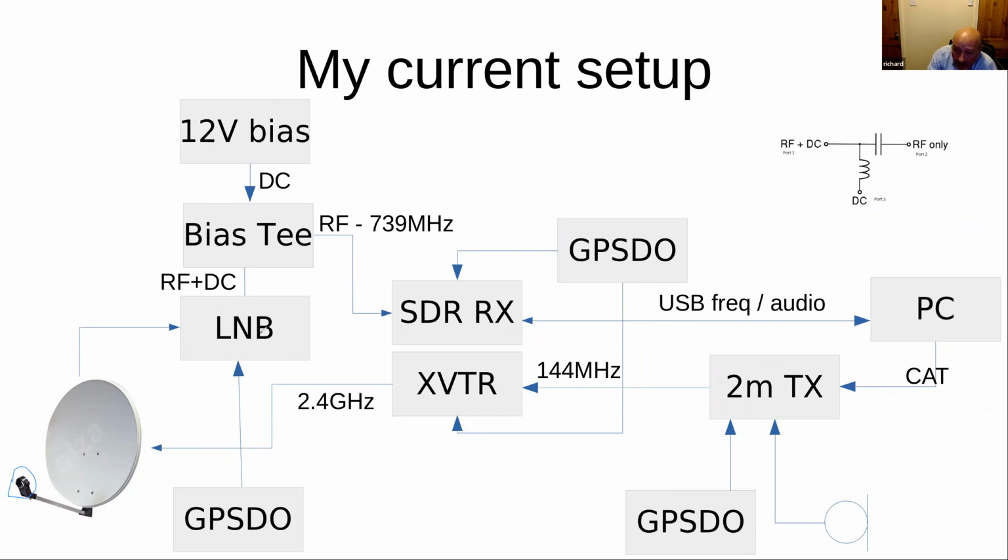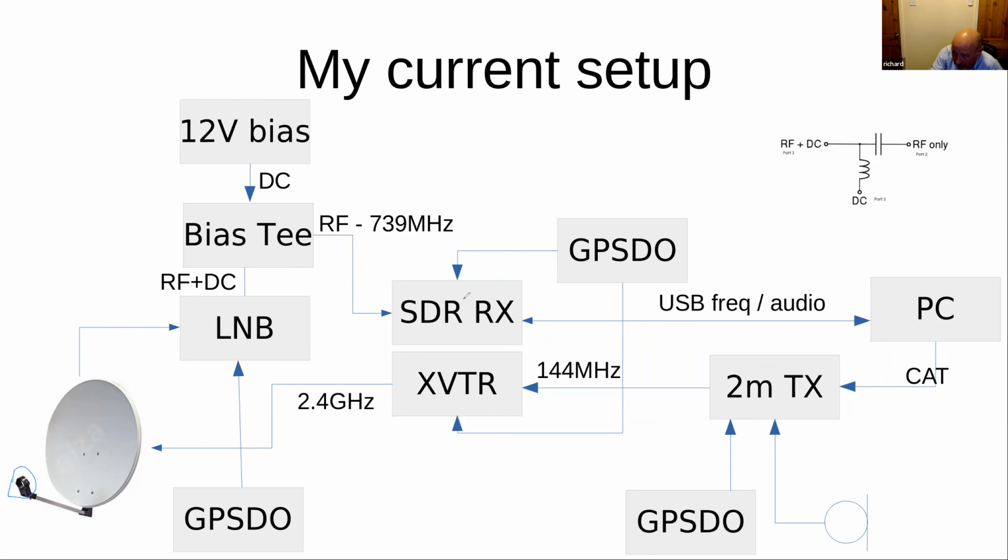As I mentioned earlier, LNBs need a 12 volt feed. So what you do is you impinge the 12 volts onto the coax, which then powers the LNB, and then you just use effectively a bias T to separate the RF plus DC to the RF only side. So the bias T puts the 12 volts onto the LNB and it brings out the 739 megahertz, which then goes into my SDR.